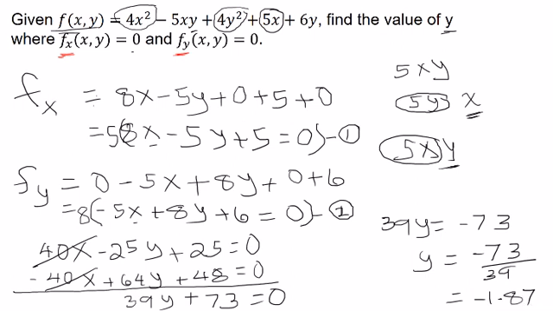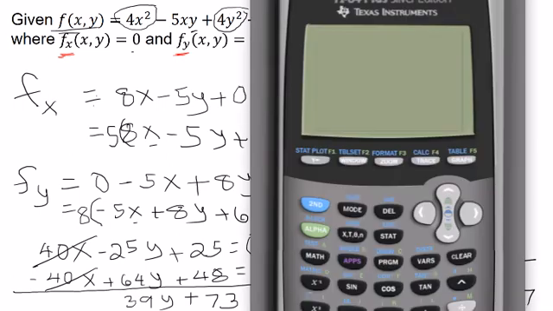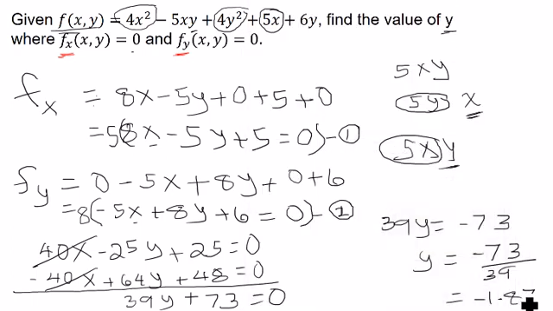I think I rounded up to 2 decimal places. Let me double check. So I have 73 divided by 39. So that's going to be 1.8717, and of course to 2 decimal places that's going to be 1.87, and the negative sign is coming from the previous line. That's the answer of this problem. So this is the only problem I wanted to solve in this example here.